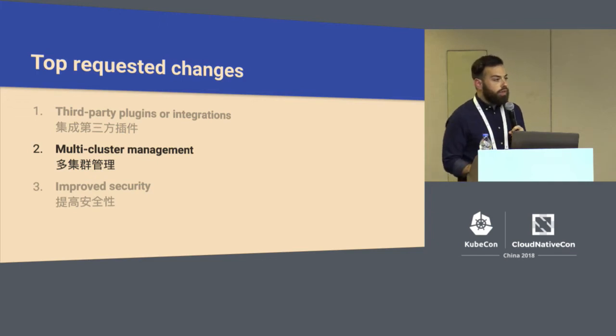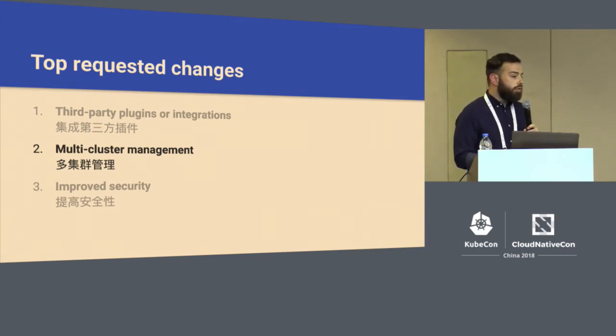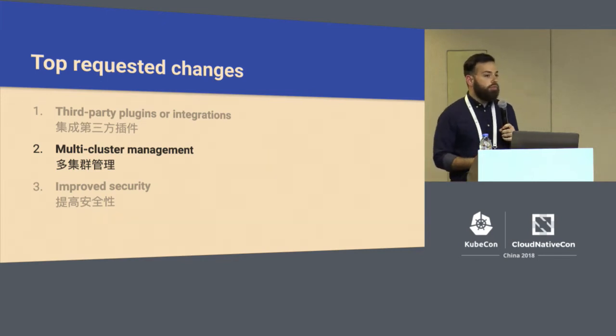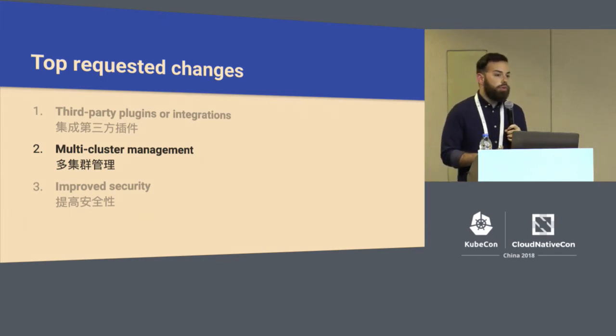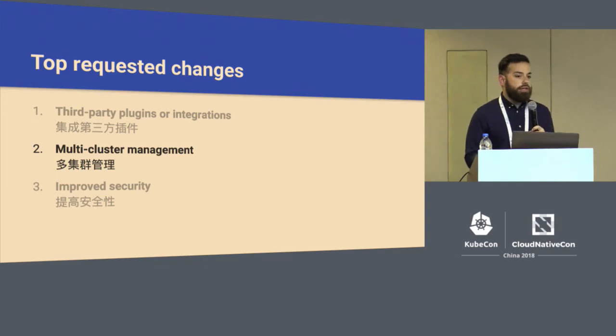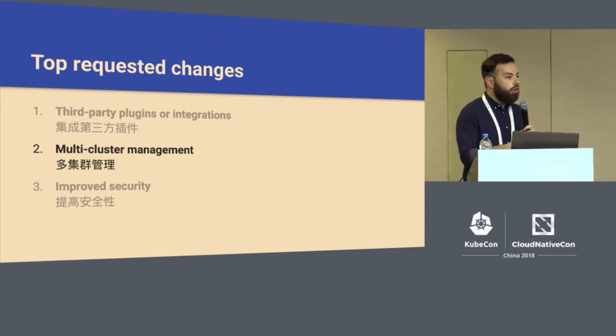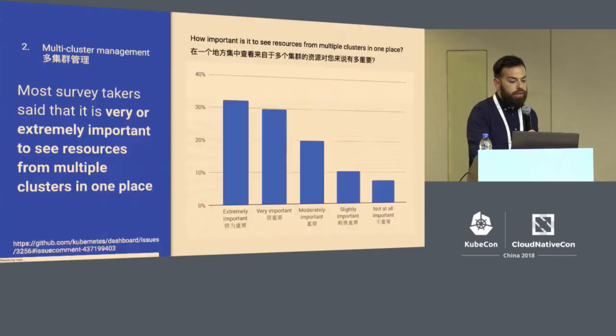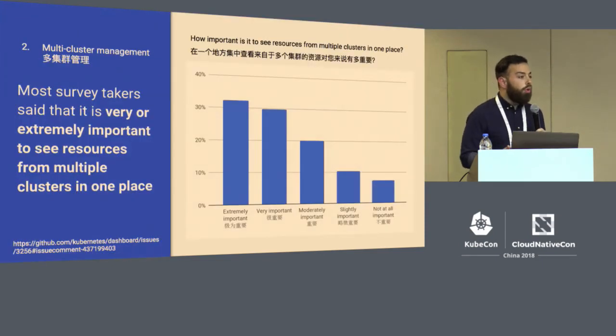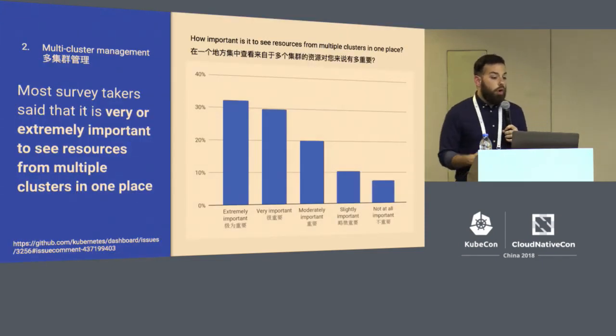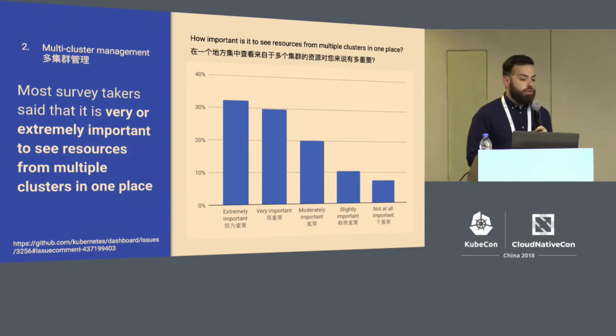So multi-cluster management was the next thing we heard a lot about. Kubernetes Dashboard runs in a single cluster and shows you all the things running in that single cluster. But lots of users have multiple clusters, and they want to be able to go to a single place to see all their resources across all of their clusters. And in fact, when we asked people how important this was to them, most people said that it was very or extremely important to be able to see resources for multiple clusters in one place.